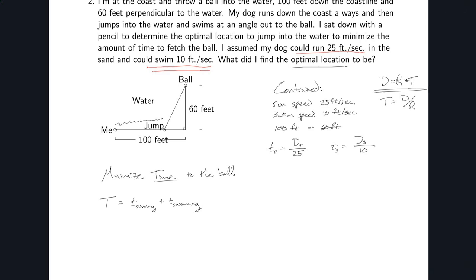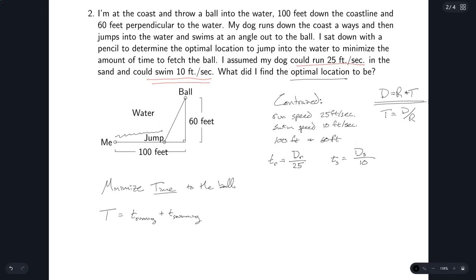And this is also something that's mentioned as we look through the way that the problem is worded. So it asks for the optimal location. Where does the dog jump into the water? So let's give that a variable. Okay, so let's let x be the distance the dog runs before jumping into the water.